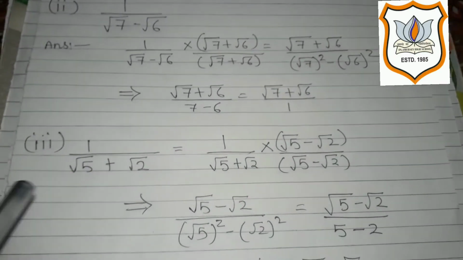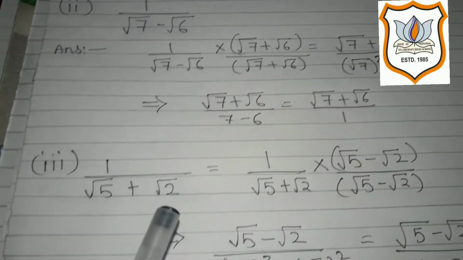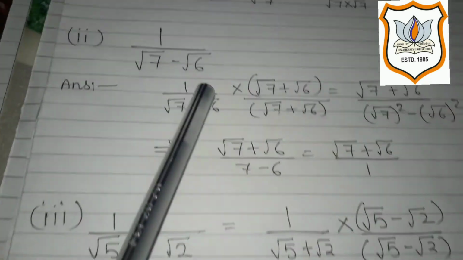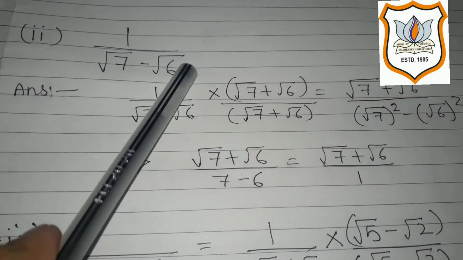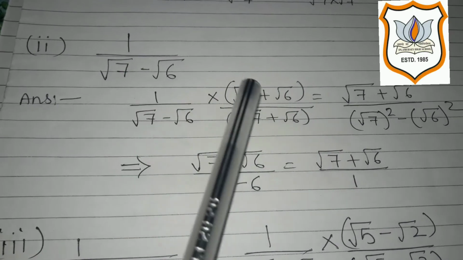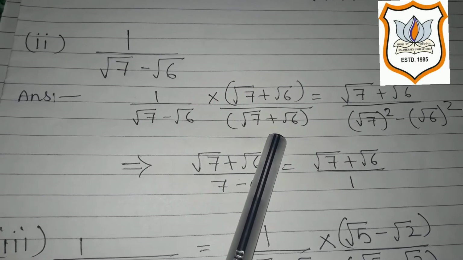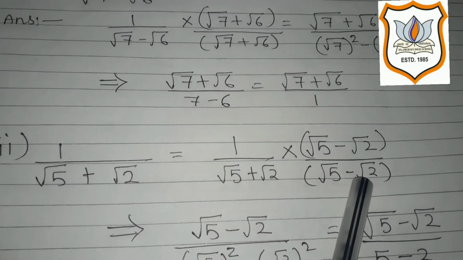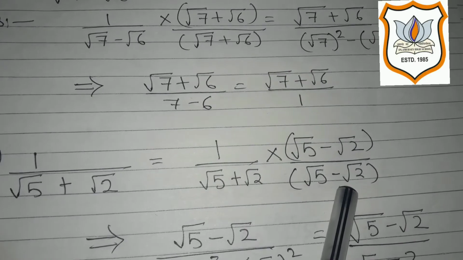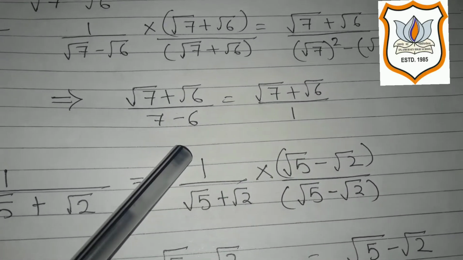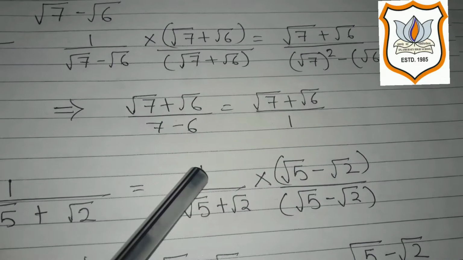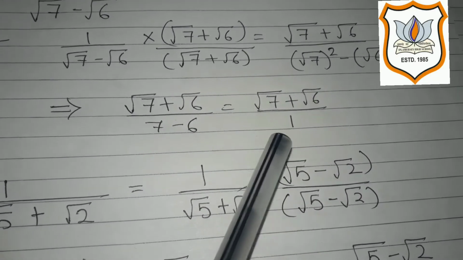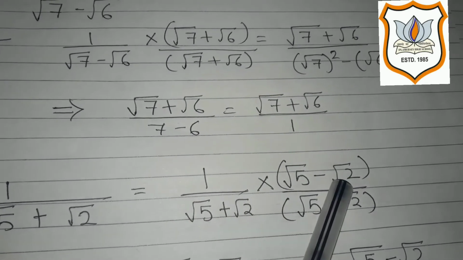Okay. The third one. The third one is 1 upon root 5 plus root 2. Again here, in question number 2, we were having root 7 minus root 6, so we multiplied just opposite, root 7 plus root 6. Here we are having root 5 plus root 2, and hence we will multiply just opposite to it, that is root 5 minus root 2. So we can do this sum again, same here, 1 upon root 5 plus root 2, multiplying numerator and denominator by root 5 minus root 2.